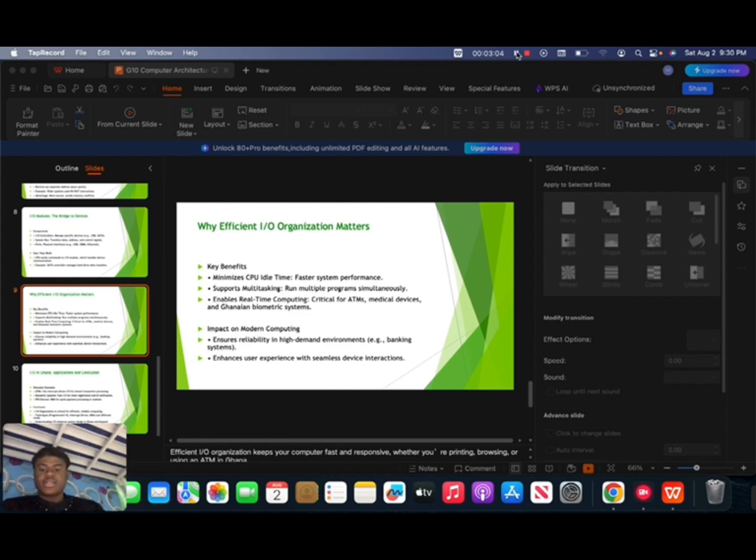When we talk about seamless device interactions, it means real-time computing eliminates noticeable delays between user actions and system responses. That's when you click, double click, and those things. It is the grace period or the time the system takes to undertake the action sent to it. So this is basically what the points on the slides briefly mean. Thank you.